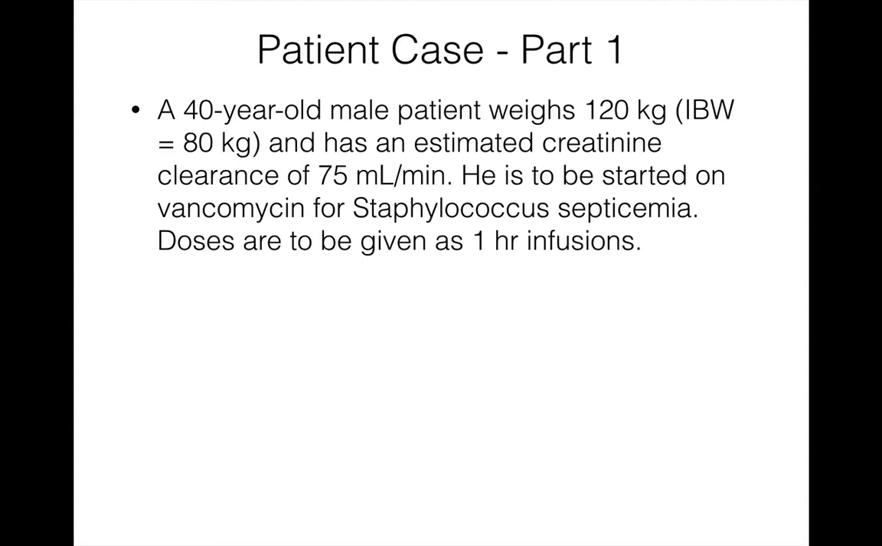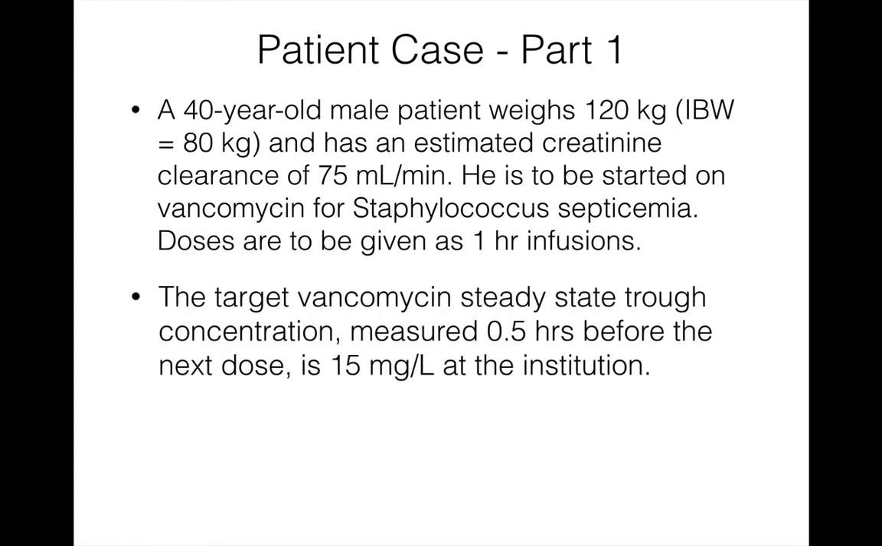Let's begin with our patient case. This is part 1 of the case. A 40-year-old male patient who weighs 120 kilograms with an ideal body weight of 80 kilograms has an estimated creatinine clearance of 75 milliliters per minute. He's going to be started on vancomycin for Staphylococcus septicemia, and doses are going to be given as 1-hour infusions. The target vancomycin steady-state trough concentration at your institution, measured 30 minutes before the next dose, is 15 milligrams per liter.